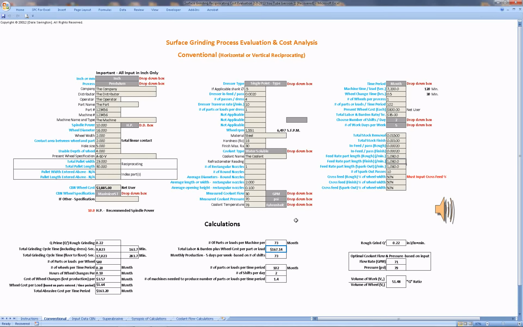Surface grinding process evaluation and cost analysis is a spreadsheet consisting of 5 individual sheets and an instruction sheet. We will start with the conventional sheet.